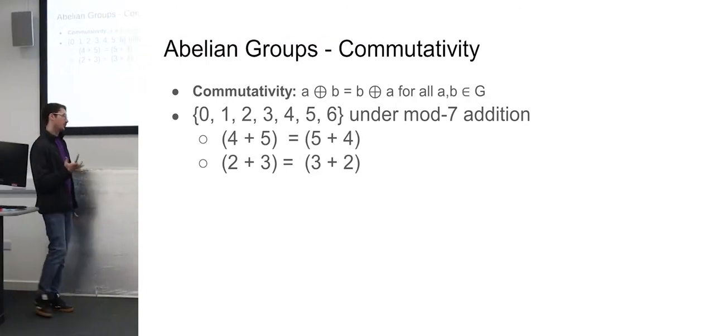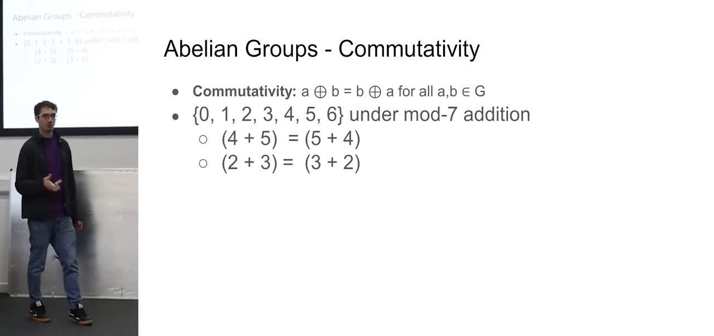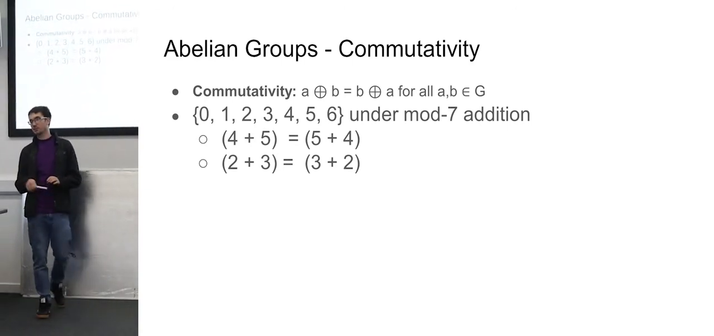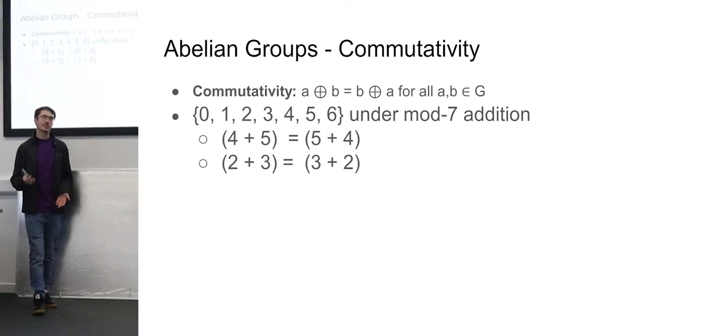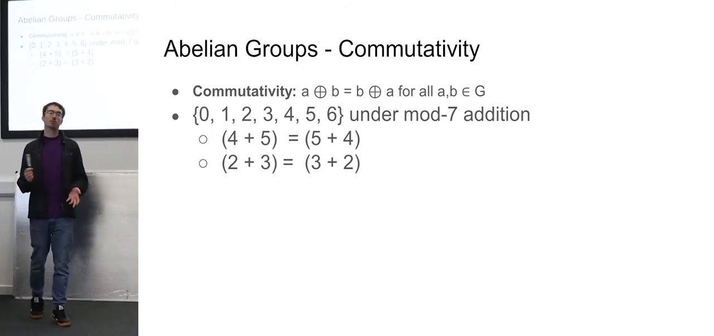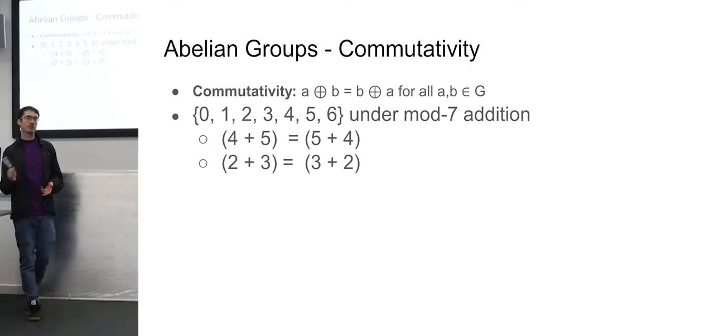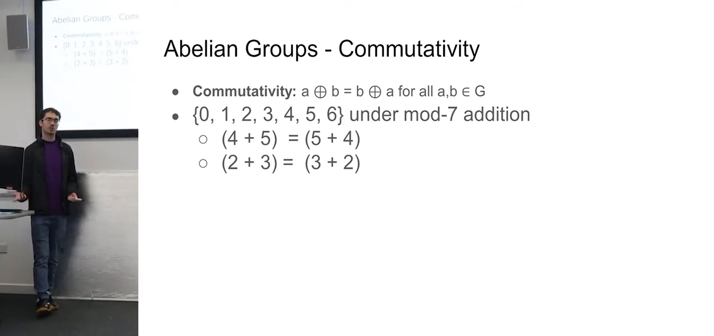Okay, and then there's a special property that some groups have, not all groups, called abelian groups, and that is commutativity. That's basically saying it doesn't matter the order in which you do these operations, the order in which the set elements come. So like 4 plus 5 is the same as 5 plus 4.